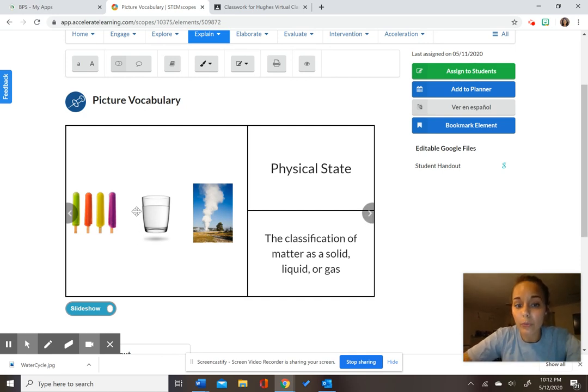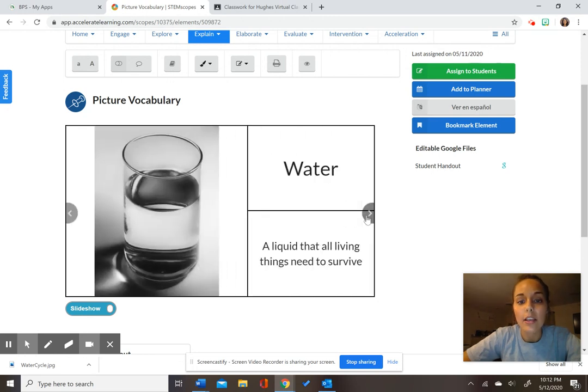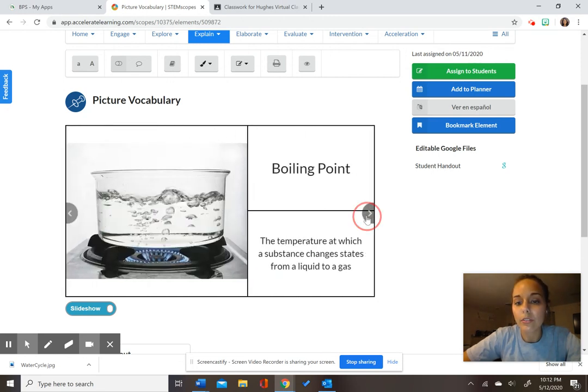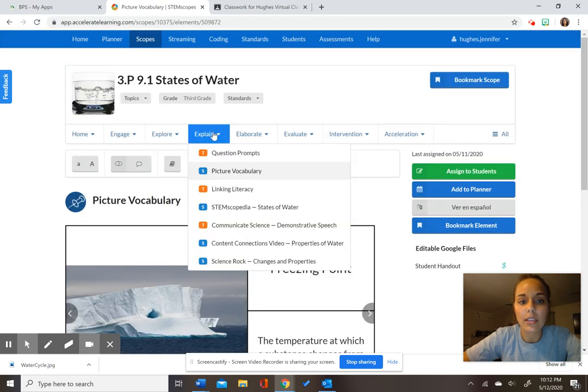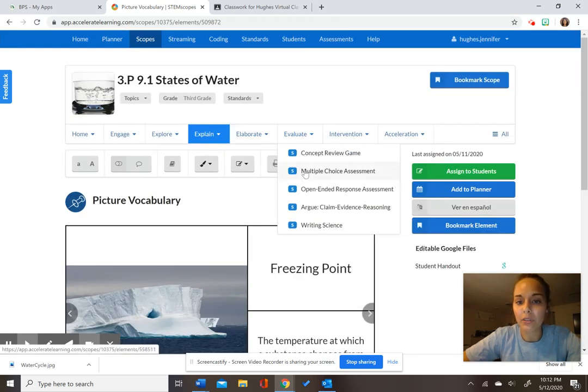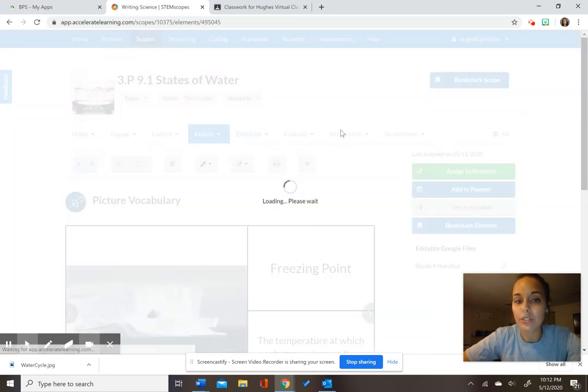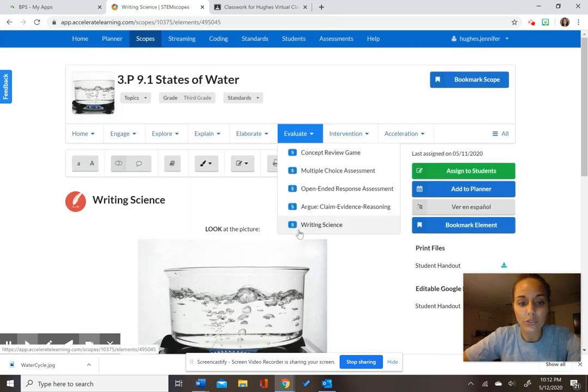Physical state, which is what we just talked about, it means like, is something a liquid? Is it a gas? So just go through these and kind of quiz yourself and see how well you know them before you go through our multiple choice assessment. So I'm going to go to the writing first, and then I'll walk you through the questions of the test.